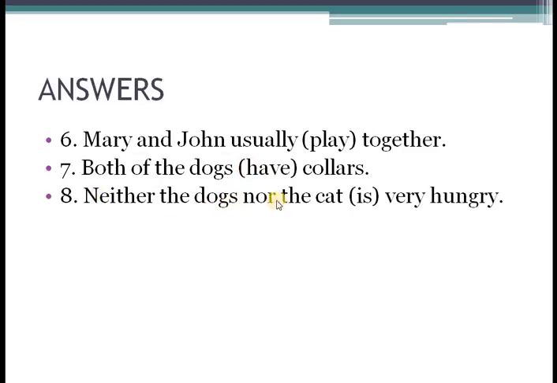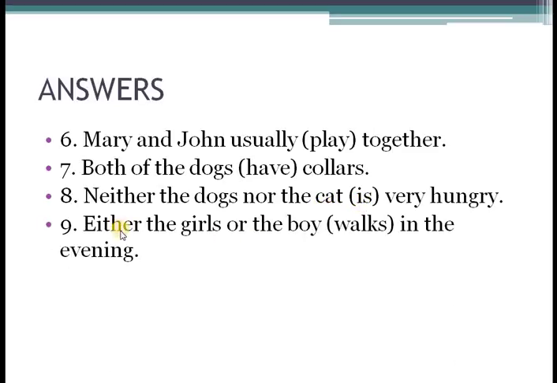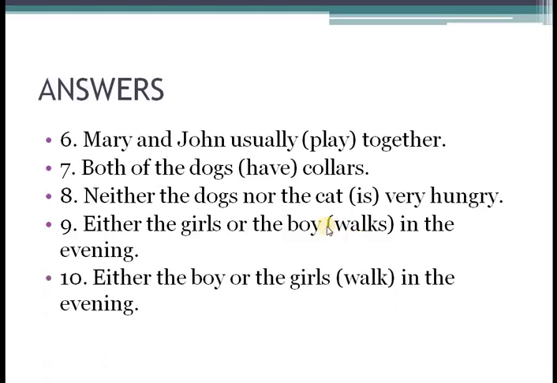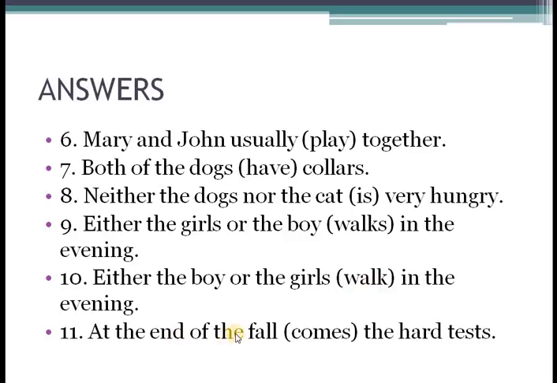Neither the dogs nor the cat. Cat is very hungry. Either the girls or the boy. Boy walks. Either the boys or the girls. Girls walk. At the end of the fall comes the hard test.